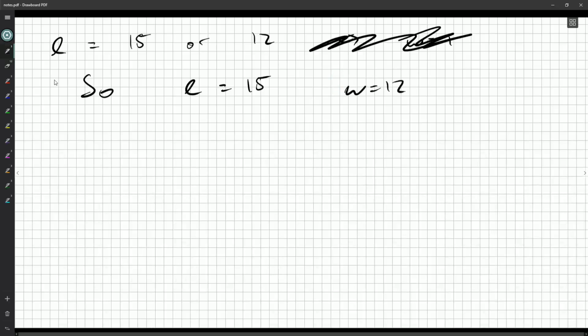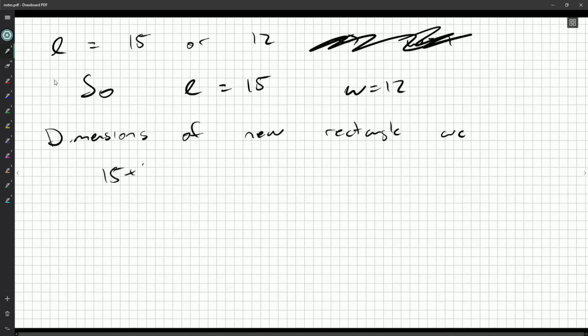What if you really want the length to be 12? Well, traditionally the length is supposed to be the longer of the two, but I don't care and the markers won't care. So if you really want L to be 12, you'll just solve for W is 15. It's not going to change things because the dimensions of the new rectangle are 15 plus 6 by 12 plus 6, and that's 21 times 18.